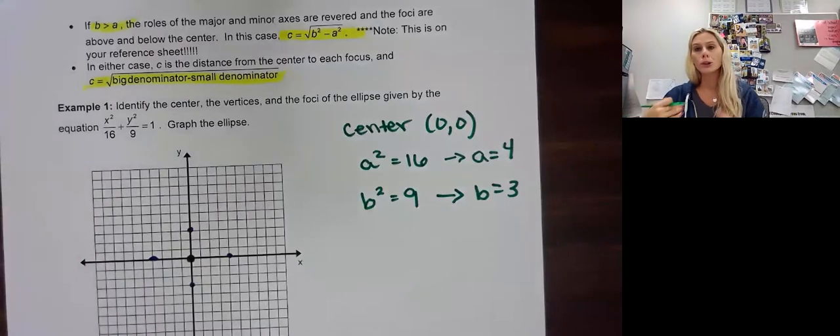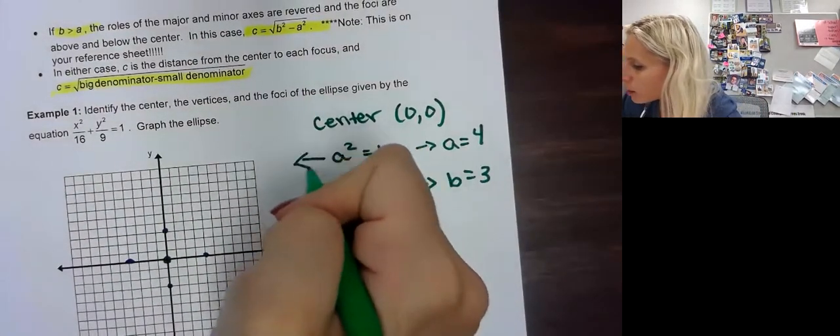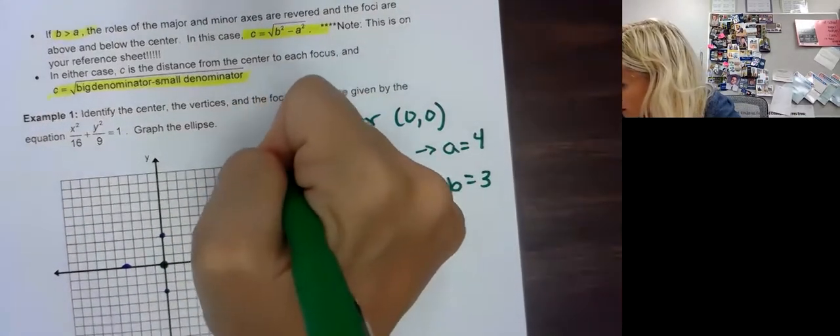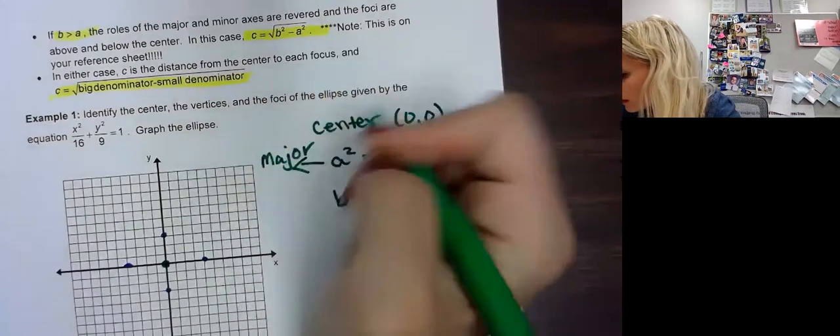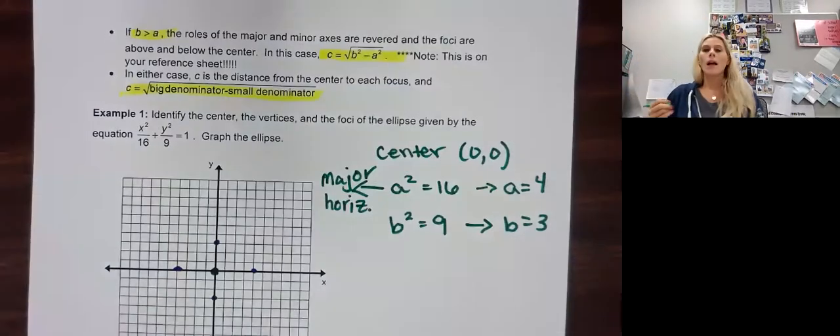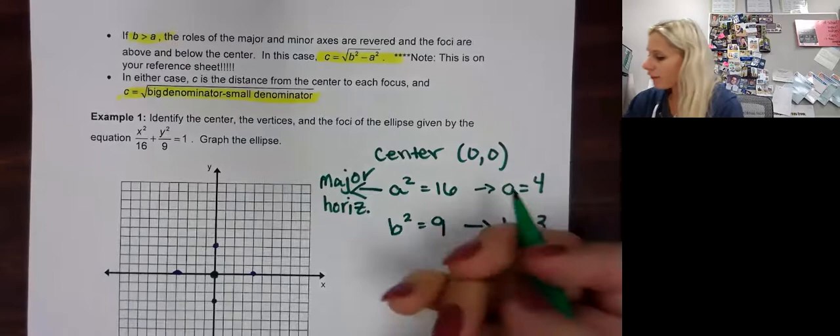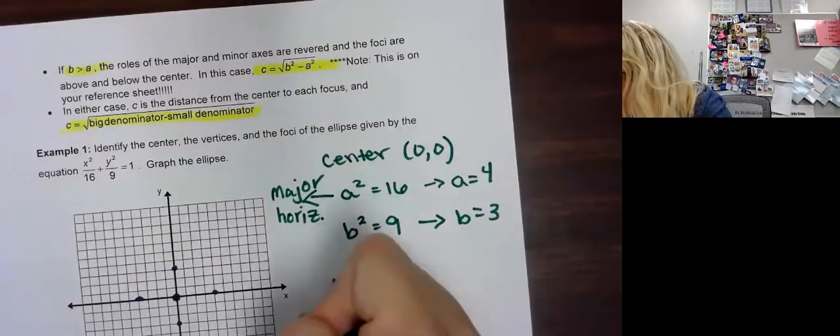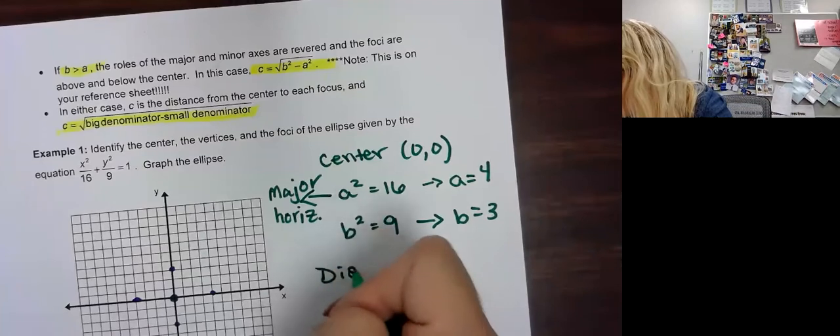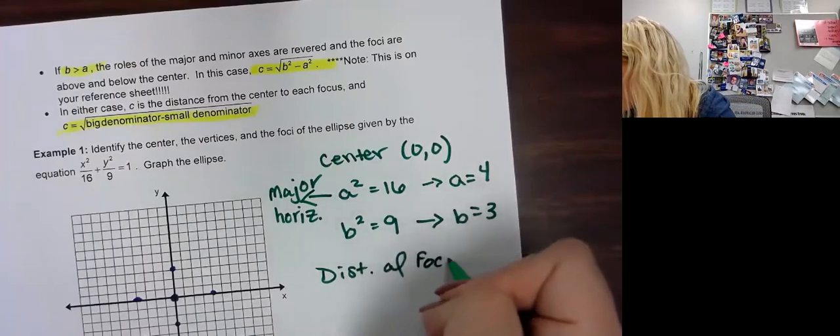Now, this is where most students make a mistake because they're not identifying the correct axes. So A is greater. That means our major axis is horizontal. And because it's horizontal, that means the foci are on that horizontal one, not on the vertical. Now, to find where the foci are, the distance of the foci, remember, that's from the center.